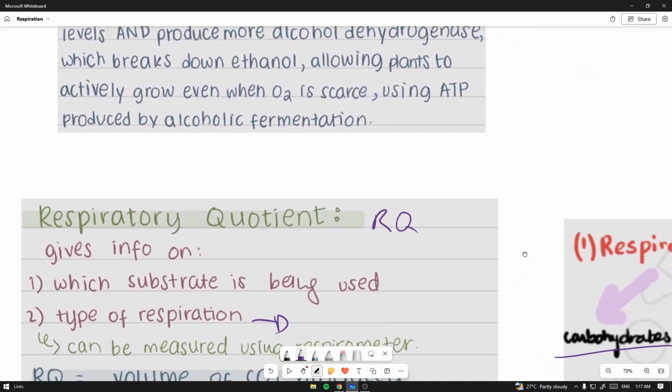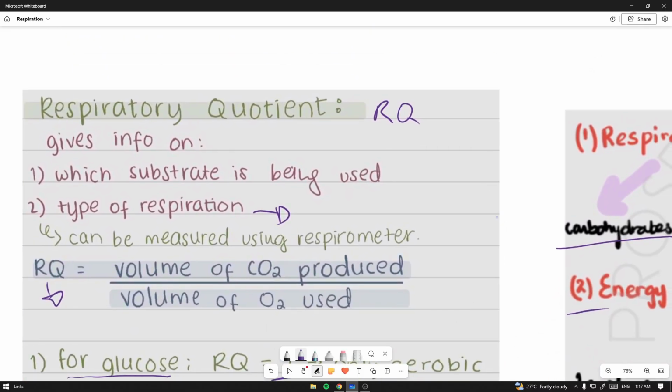We're gonna move to something called RQ, or respiratory quotient. So what is an RQ value and why do we need it? RQ is basically the ratio of CO2 produced over the O2 used. Okay, it is the ratio of CO2 produced and oxygen used. Now it tells you what type of substrate is being used.